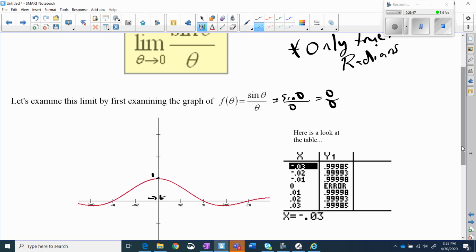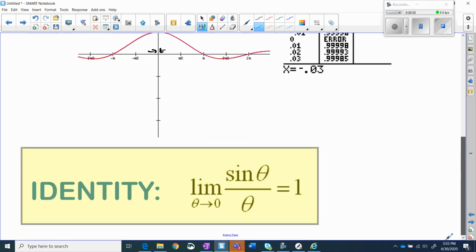So what we want you to know is, I'll have it in a nice box here. This is what you need to know. The limit of the sine of theta divided by some angle theta as the angle goes to 0 is always equal to 1.